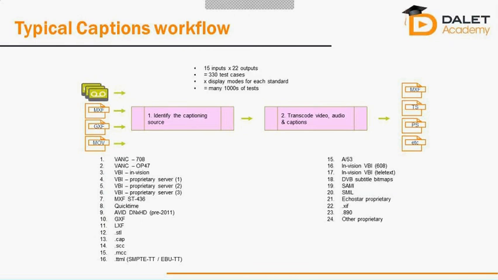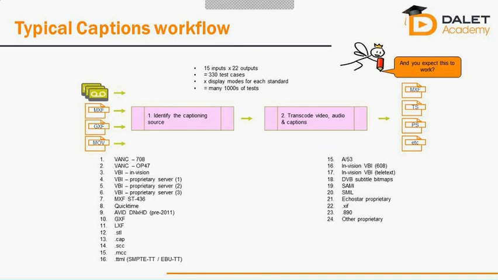Because if you take all the possible inputs and all the possible outputs of all the files that you'll see going around your facility, you have to multiply the test cases by the number of inputs and outputs. So with 15 inputs and 22 outputs, that's 330 test cases times the display modes for each standard gives you 1,000 different test modes just to test your captions in a facility. That's never going to work.